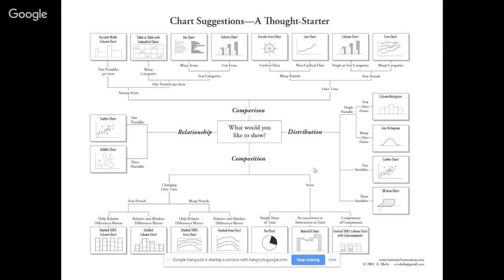If you were also doing comparison, especially with two variables, we can go with a bar chart. If it's many items, you can go with a column chart. If it's a few items, you can look at a variable with a column chart. If you have a lot of categories, you can actually go with a table and embed the charts in there. If you're looking at a comparison over time, you can use a circular area chart if the data is cyclical. If it's not cyclical data, you can also use a line chart.